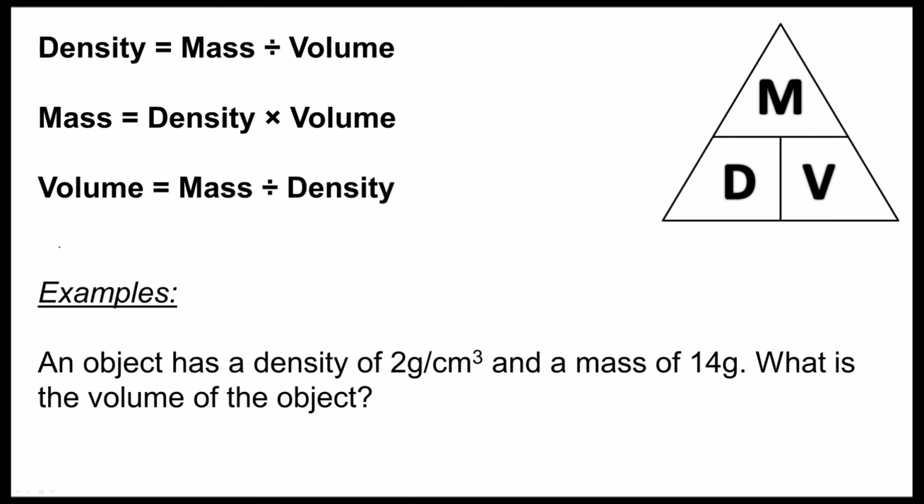As with before, I want to start off by covering up V. That's because it's the volume that we're trying to work out. That gives us mass divided by density. So I need to take the mass, which is 14, and divide it by the density, which is 2. That gives me an answer of 7.